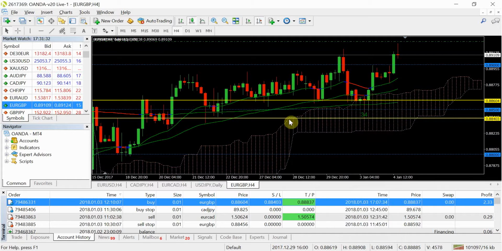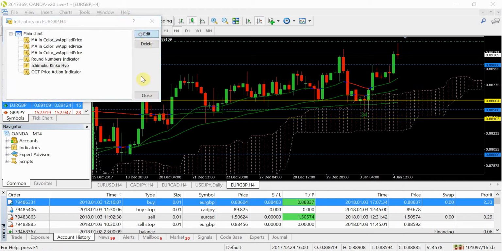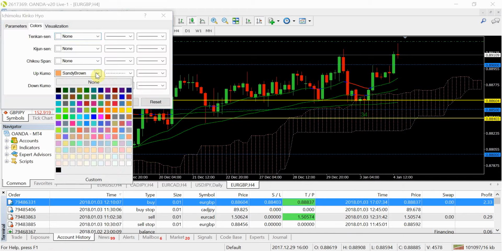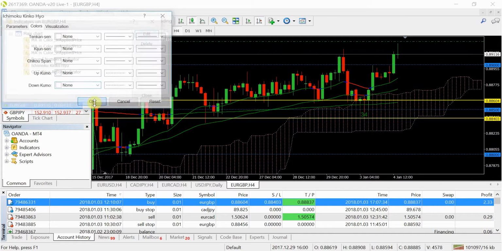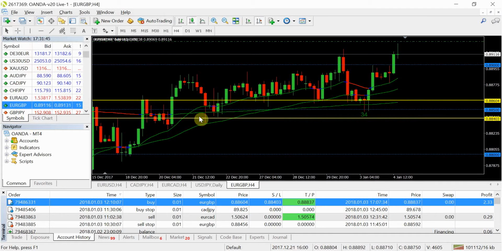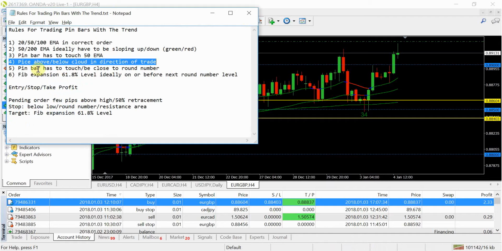So what I'm going to do, just to make things easier for everyone to see, is get rid of the Ichimoku cloud. Okay, cool. So this is the pin bar here. In terms of the numbers, this just shows how long ago price was at this level, which was 34 bars ago, which I'm guessing is around here somewhere. It's irrelevant from my perspective. So that's just that one there.